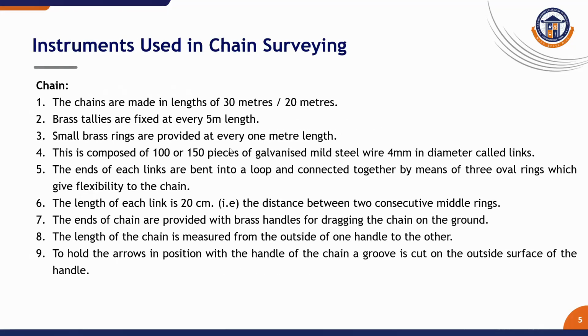Now let's look at the primary instruments. The chain: traditionally, chains are 20 to 30 meters. They are composed of 100 or 150 galvanized steel links, each 20 centimeters long, connected by oval rings for flexibility. Brass tallies are fixed at every 5 meters for easy reading, and small brass rings are fixed at every 1 meter. The ends are fitted with brass handles, and the total length is measured from the outside of the handle. On the other side, a groove is cut into the handle to hold the arrow securely.